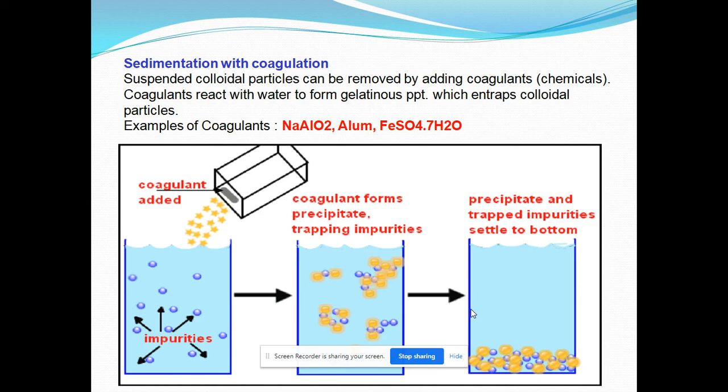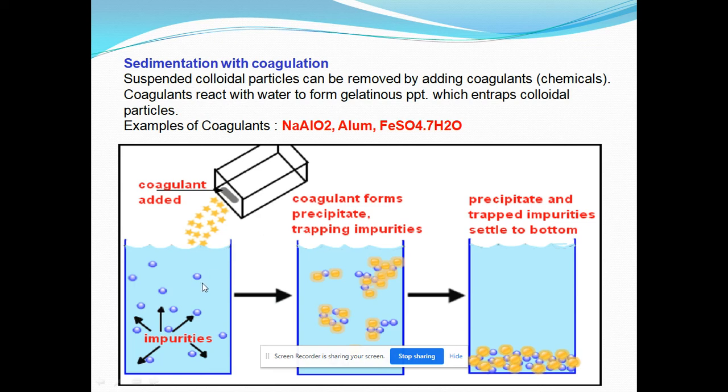Now we discuss sedimentation with coagulation. Suspended colloidal particles can be removed by adding some special type of chemicals which are known as coagulants, and these coagulants react with water to form gelatinous precipitate which entraps colloidal particles. Examples of various coagulants are sodium aluminate, alum, ferrous sulfate, and in this picture we can see how a coagulant is working and how a sedimentation process is going on with the help of coagulants.